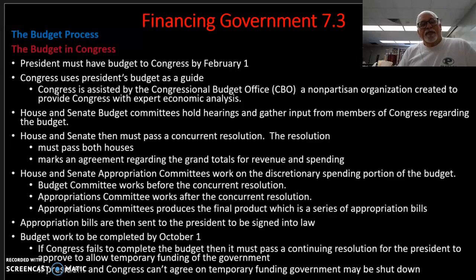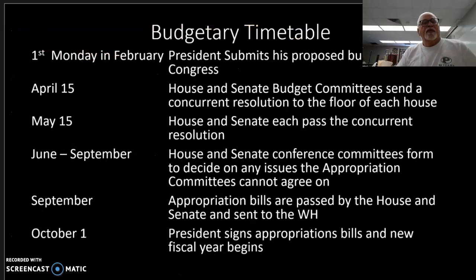If the President and Congress can't agree on temporary funding, if they can't pass this continuing resolution, then the government is going to shut down. And that's happened a couple of times.